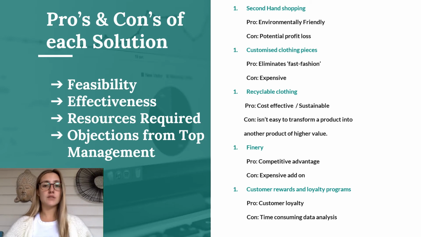The third solution for Stitch Fix is to adopt the use of the 5 Rs, which uses secondhand clothing to remake new pieces. This model is extremely cost-effective and environmentally friendly. The effectiveness is high as the majority of consumers are millennials, who are known for being increasingly environmentally conscious, and resources would stay the same if not less in cost. However, top management may argue that it isn't easy to transform a product into another product of higher value.